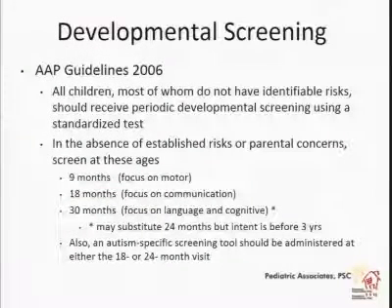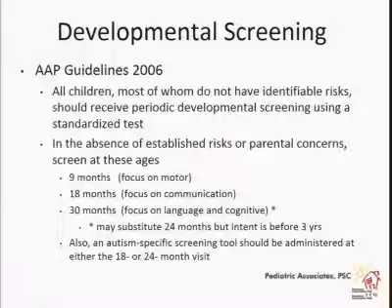The AAP came out with guidelines back in 2006, again stating that all children, many who don't have identifiable risks, should have periodic developmental screening. If you don't have a system in your office for when you do this, what they suggest is that at 9 months you look at motor development, 18 months communication, and 30 months focus on language and cognition. In that guideline, and this probably should be changed on your slide, they suggested that you do an autism screen at either 18 or 24 months. Now they want you to do an autism screen at 18 and 24 months.